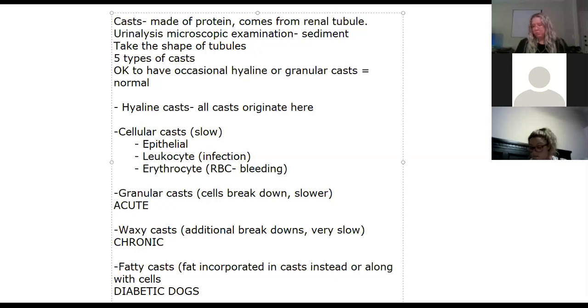And I don't have a speed for these ones. Usually this is where we're going to see, we usually will say that the cellular casts are going to be slow, granular casts are slower, waxy casts are going to be very slow. I don't have a speed for waxy or for fatty casts.